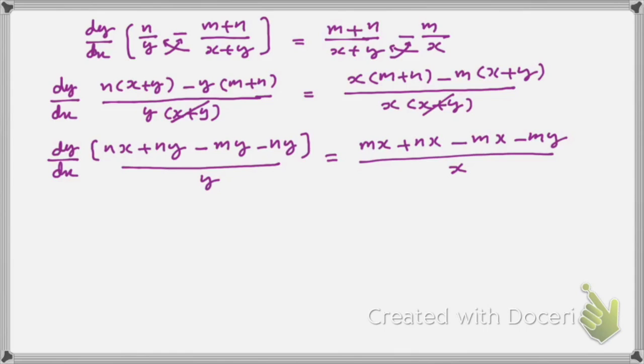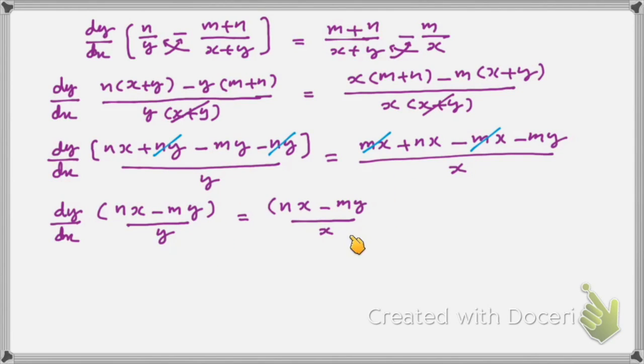Now see what's happening here. There is an ny here and a minus ny, which will cancel. Here there is an mx here and a minus mx, which will cancel. Let's write the rest of the terms. So those terms are cancelled. The remaining dy by dx into nx minus my upon y is equal to right side nx minus my upon x. And you can see that the numerators are exactly the same and they get cancelled. So what's your dy by dx? dy by dx is y by x. Sometimes they only ask for dy by dx. dy by dx is y by x.